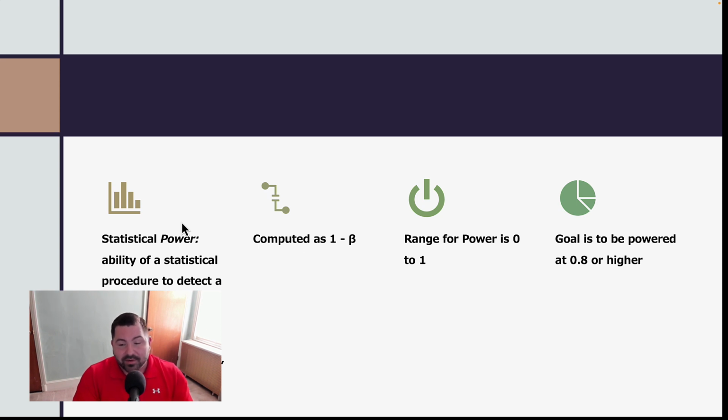So from a definitional perspective, statistical power is the ability of a statistical procedure, and it could be any procedure we perform, to detect a true difference or to identify a true relationship. So when we run our statistical analyses with SPSS or JASP, we have to be able to be confident that the data we collected is actually what we should be seeing in the real world. And so the more power that something has, the more confidence we have in that analysis.